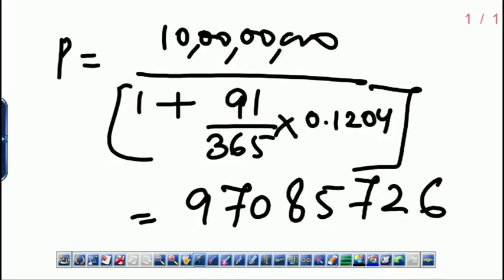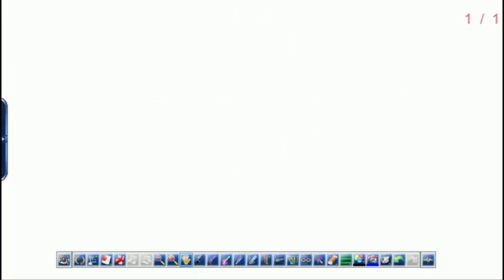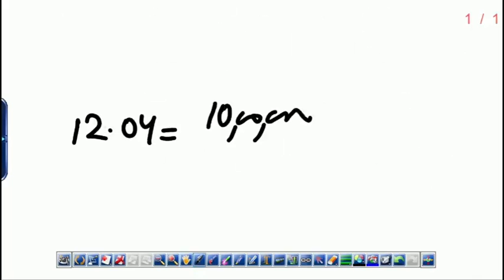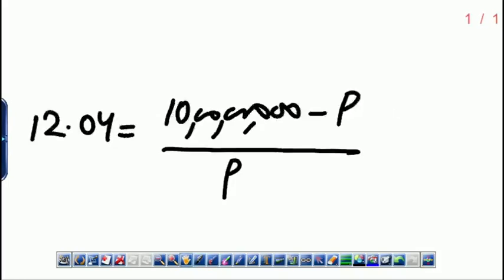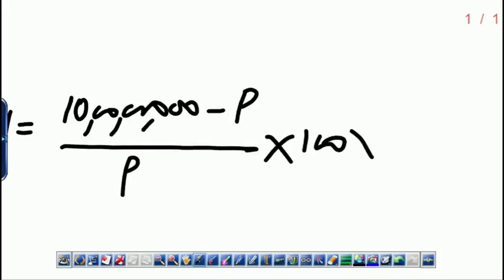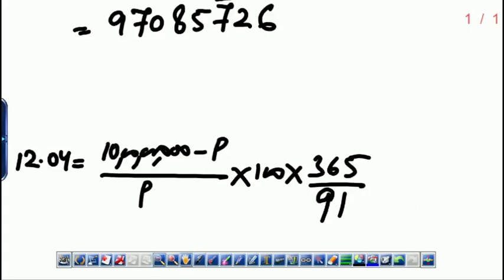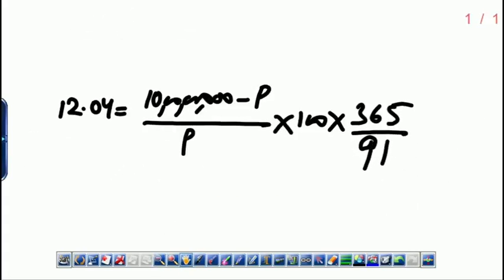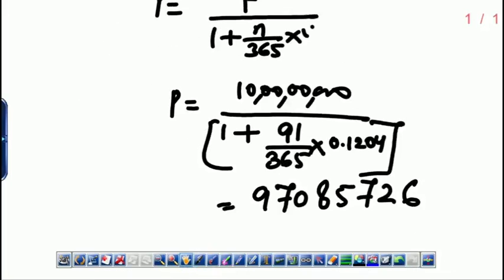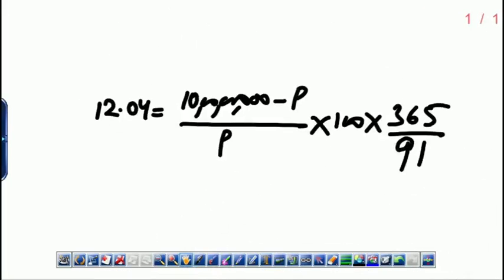Sir, can it be calculated by the first formula? Of course you can. You could have done 12.04 is equal to (F minus P) divided by P into 100 into 365 by 91, with F as 10 crores, and solve for P. So you can do it this way also. But that would be stupidity. I think if you are asked to find out P, better apply the formula for P. If you are asked to find out I and P is given, better apply that formula. So it's common sense.